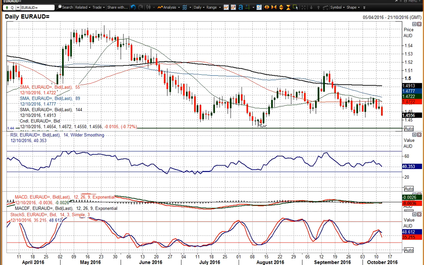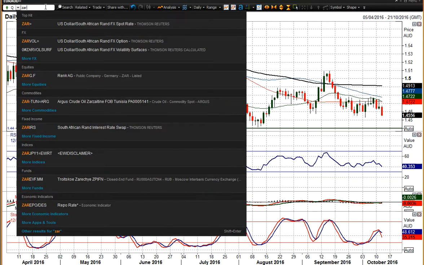If it breaks that, then you're looking back at the 44.15 area, but for now certainly the market is turning over, becoming increasingly corrective, stochastics falling away on the daily. That does not look good. The Rand.